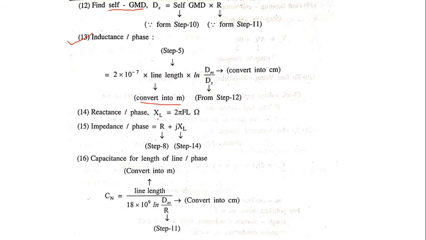Now the reactance per phase, that is XL. The equation of XL is equal to 2 pi f L. So we are finding our reactance per phase. Next step is the impedance per phase, that is R plus jXL. We already know the equation. The impedance per phase is R plus jXL.